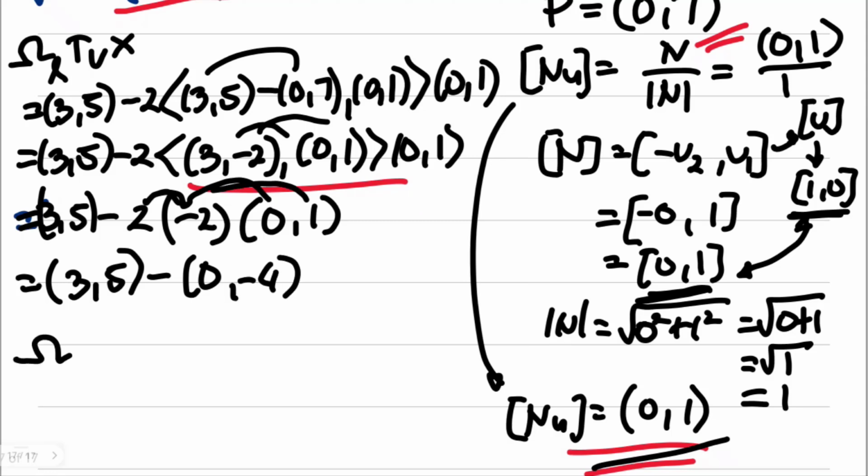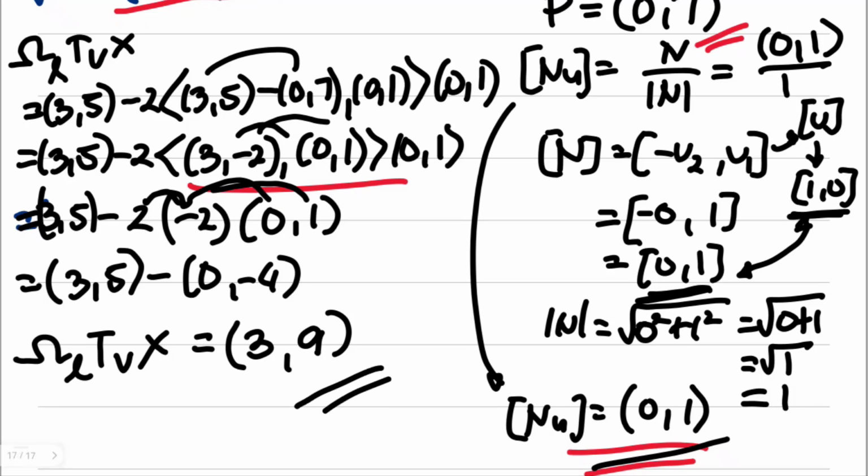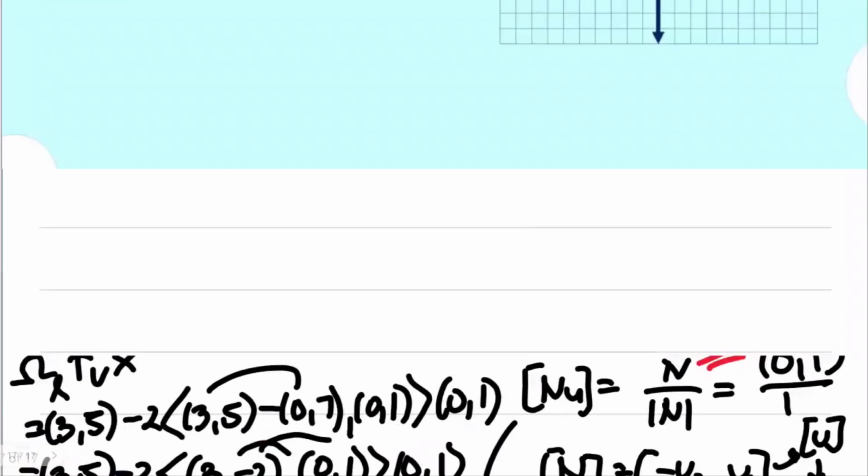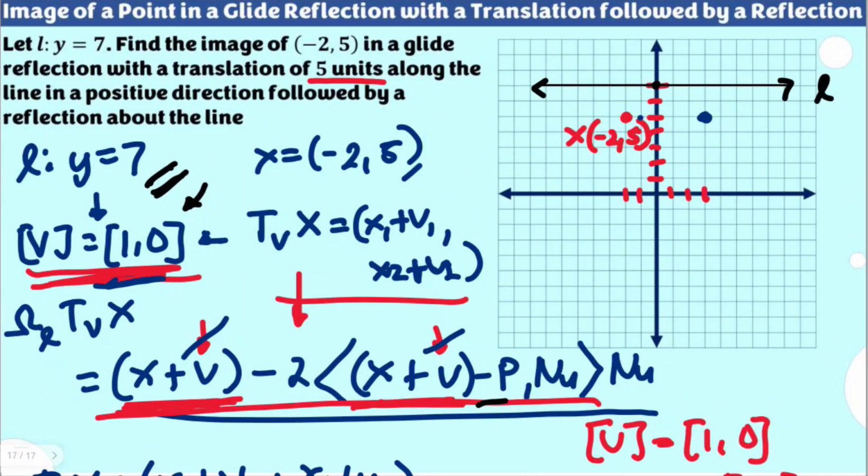So for the final form, this is actually now the complete image of a point in a glide reflection. 3 minus 0 is 3, 5 plus 4 is 9. This is the image of a point in a glide reflection, considering that we started with a translation of the given point 5 units along the line in a positive direction and reflecting it to our line, which is y equal to 7. So 3 and 9 is actually here. So that's 7, 8, and 9. So basically, it's here. This is our glide reflection 3 and 9.